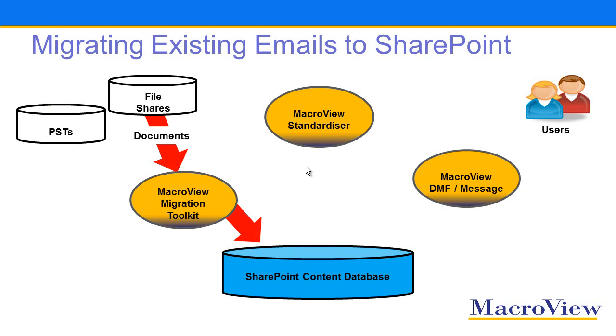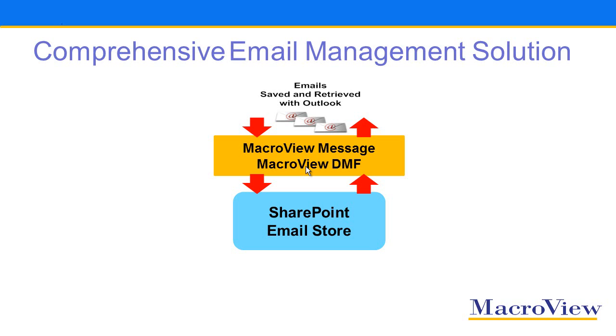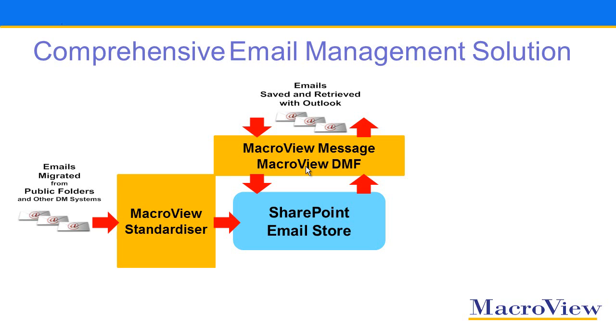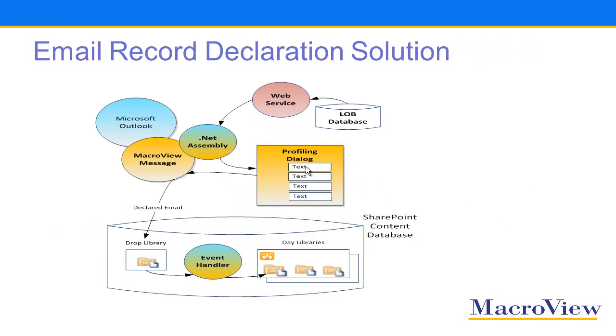MacroView can also assist with tools for migrating files and emails into SharePoint, and with standardizing the formatting and naming of existing emails already in SharePoint. Once migrated and standardized, these emails can easily be managed by users via MacroView Message and DMF. By using MacroView software and services, you can create a comprehensive email management solution, which even extends to emails that arrive via email-enabled libraries. Here's an example of such a solution, which enables emails to be declared as records by dragging them to a drop library.